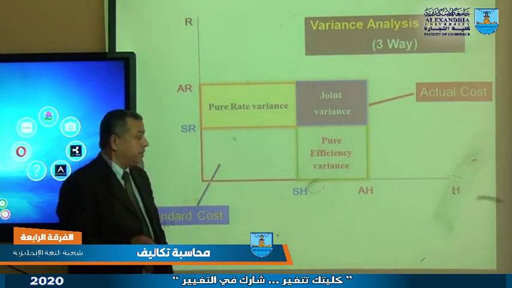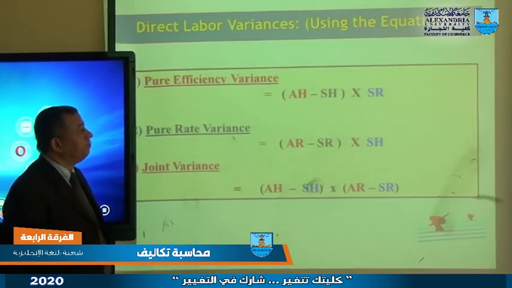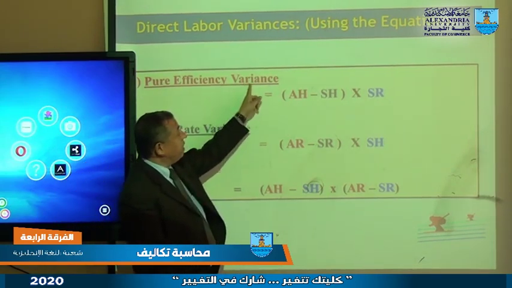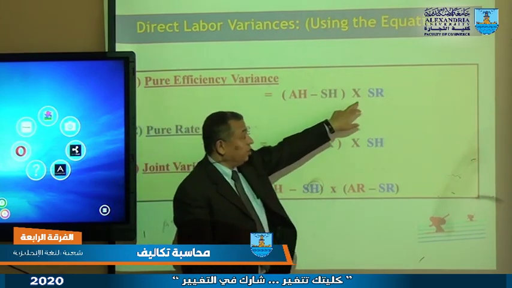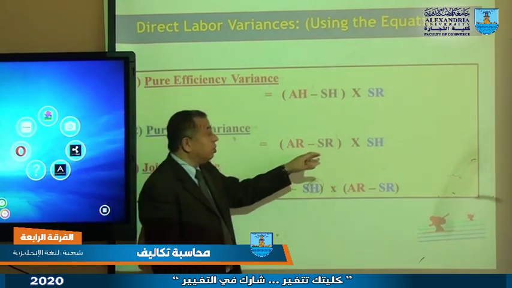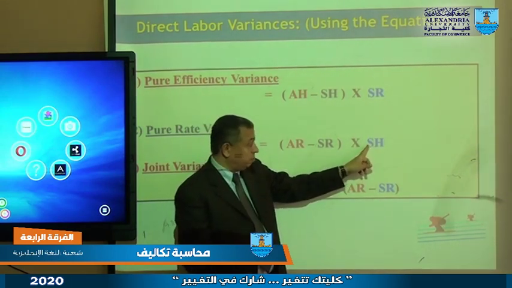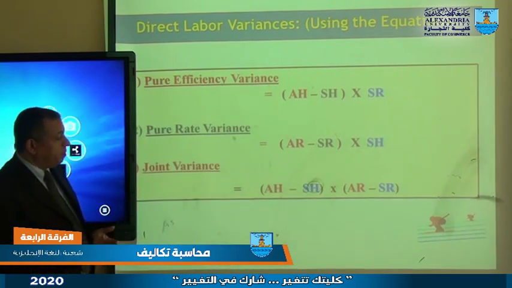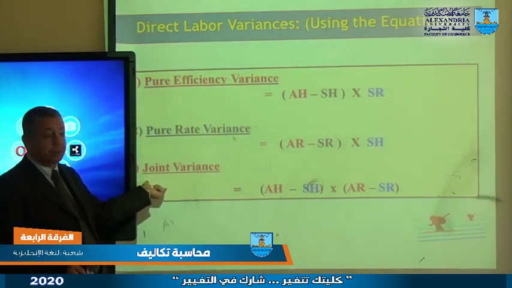How to calculate them using equations? How to prepare the equations firstly. This is my equations. The first efficiency variance equation is the same: actual hours minus standard hours times standard rate. The second, my rate variance, actual rate minus standard rate. Here, not times actual hours like two-way, but times standard hours. And the difference between hours times difference between rate to calculate joint variance.